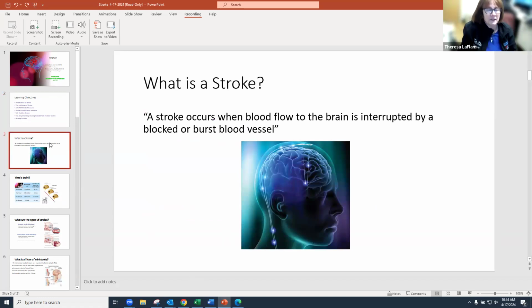So we'll start with what is a stroke. So as we all know, a stroke can be devastating, and it can cause the patient to have deficits when there is not enough blood flow to the brain. So our definition that we share with the staff here is that a stroke occurs when the blood flow to the brain is interrupted by a blocked or a burst blood vessel. So there are two different mechanisms that occur there. One, the vessel could be blocked and not allow the oxygen to go through. The other, it can be burst and the blood vessel can break.